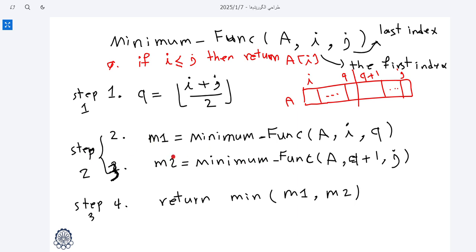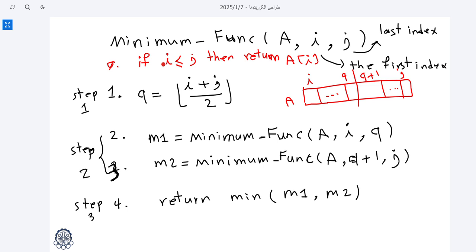So in the second step, we call our function recursively for the first part and recursively for the second part. We store the answer of the first part in M1 and the answer of the second part in M2, and then in the third step we compute the minimum of M1 and M2 and return the minimum of these two values as the total solution, as the minimum of the original array.